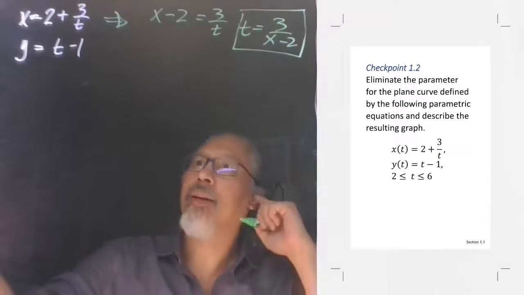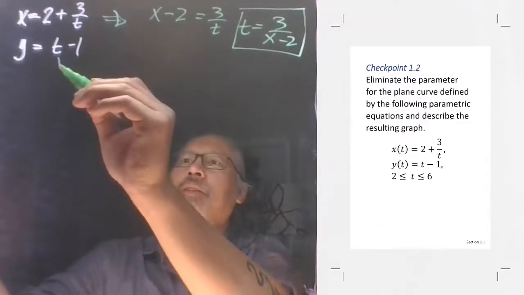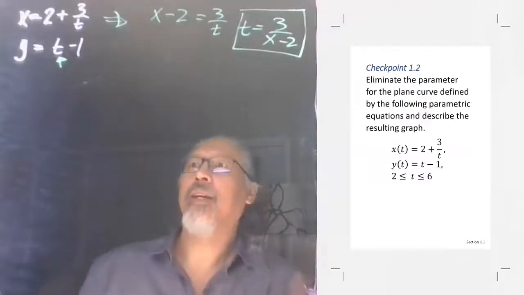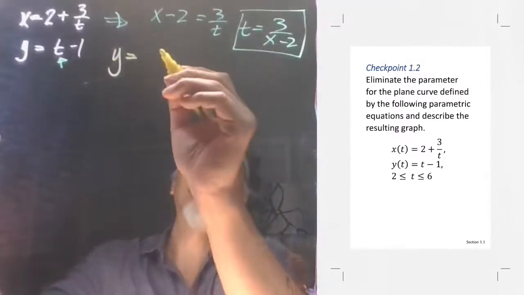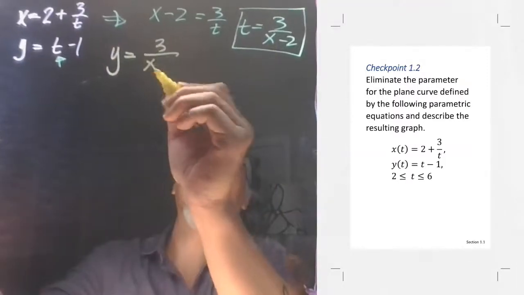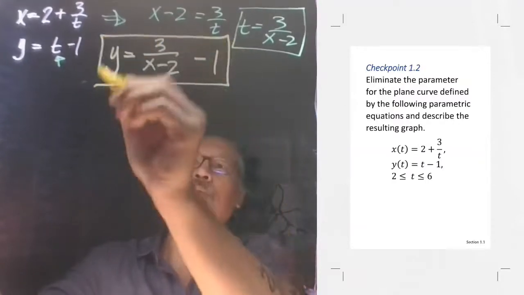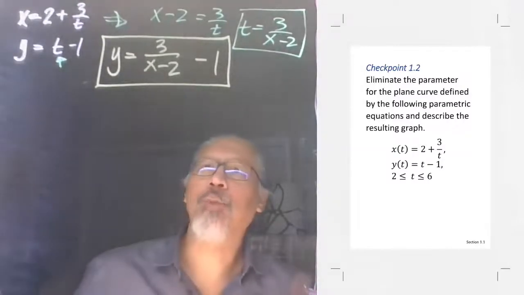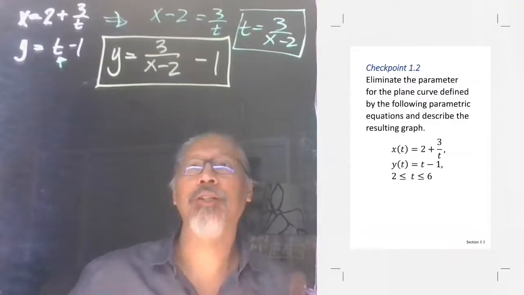We have that now, and we're going to take that and plug it into the t value in here. If we do that, we will get y is equal to 3 over x minus 2, minus 1. So eliminating the parameter will give us this equation. This is just a regular plane equation.